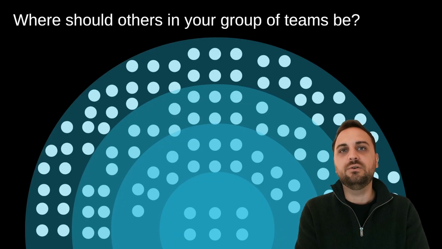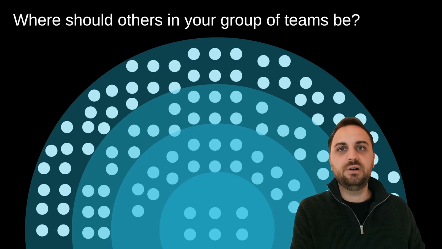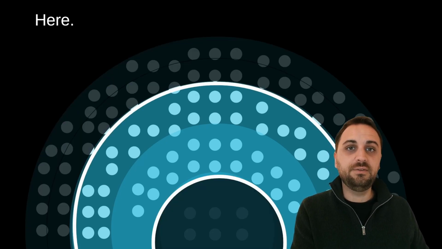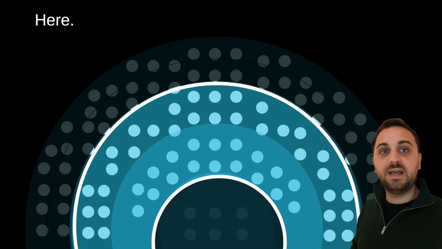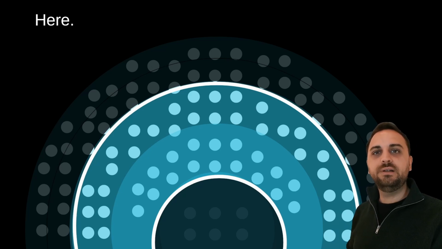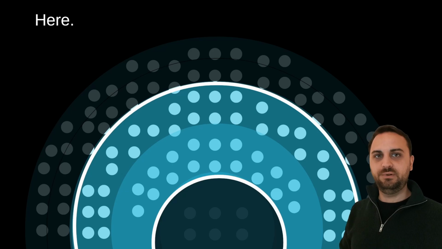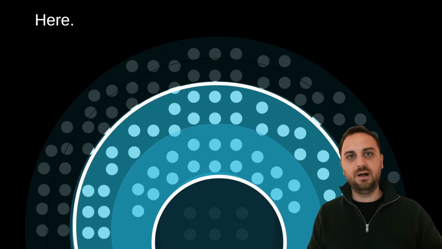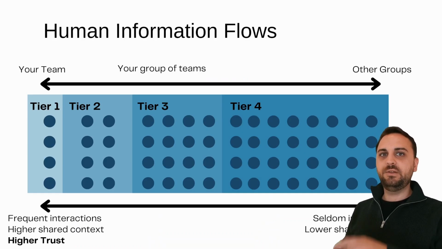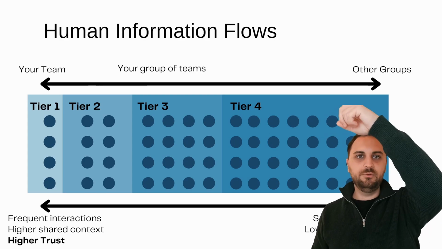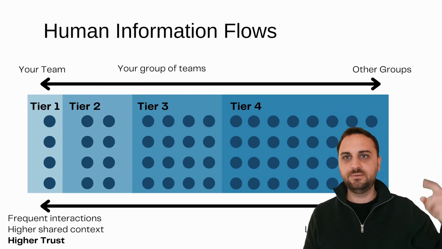And the people in your group of teams, right? So where should others in your group of teams be? I think that is also kind of obvious. It's this next ring out because the innermost ring is consumed by your team. Now the team might belong to the group, but all those people in the group need to be second closest, not third or fourth or fifth closest. Think about that, right? You have your team, group of teams, and then other groups as we stretch out.